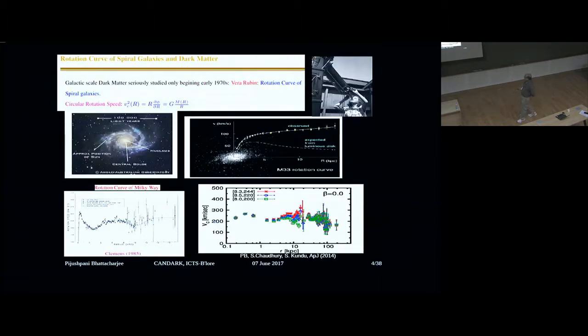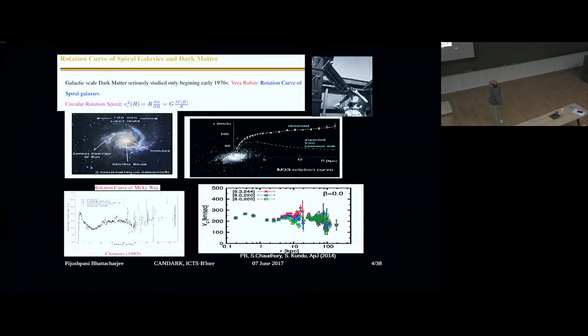So that was at the level of clusters. There is a mass discrepancy between what you see and what you measure. But the mass discrepancy on galactic scales began to be studied only in the late 60s and early 70s, primarily due to systematic work done by Vera Rubin and her collaborators. She recently passed away.